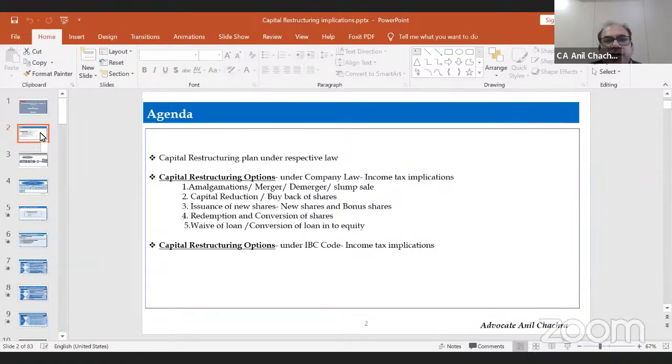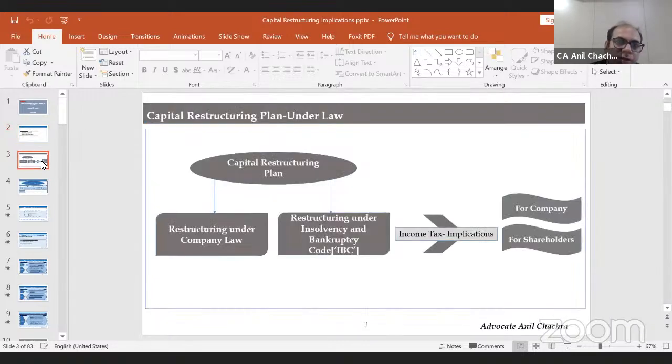So this is the agenda of today's session. We will discuss what options are available under the Companies Act as well as under the Insolvency and Bankruptcy Code while doing the restructuring. Due to the time constraints, we will focus on the company law, and if time permits, we will discuss the options available under the Insolvency and Bankruptcy Code as well. So this is the agenda in pictorial form. The capital restructuring we can do under the company law and under the IBC as well.